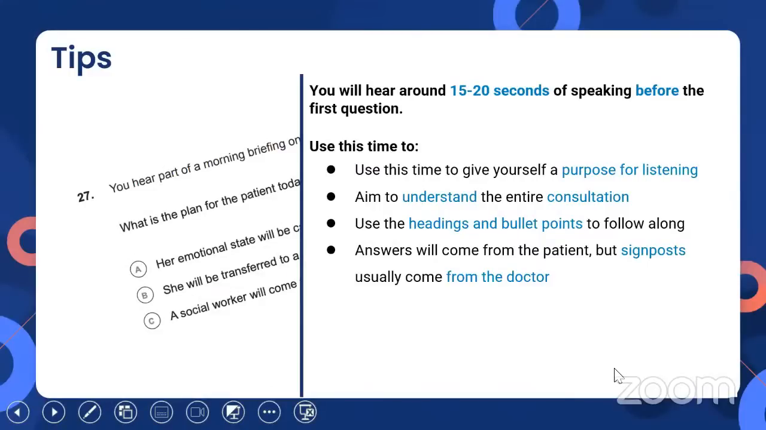So some tips here. In the first 15 or 20 seconds of speech before the first question, of course, you'll be nervous, but you can use this time, okay? Use this time to give yourself a purpose for listening. Try to understand the entire consultation. Be ready to use the headings and bullet points to follow along. And remember that the answers will come from the patient, but signposts will usually come from the doctor or the professional. Okay.